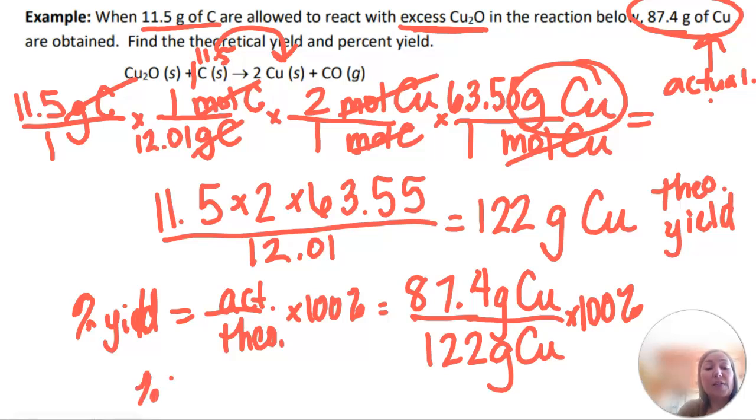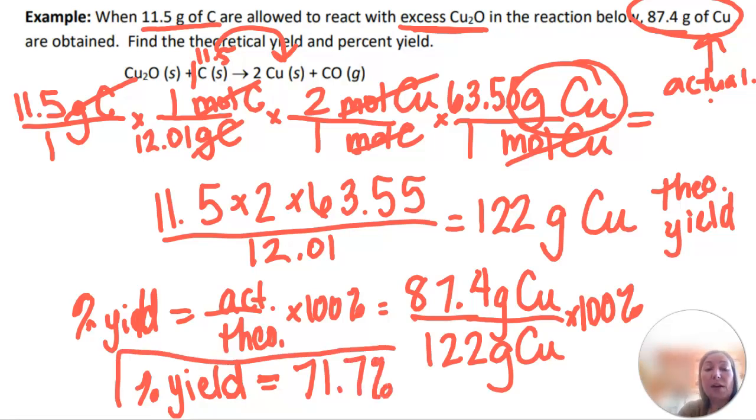So then our final percent yield is, we can put that in our calculator, 87.4 divided by 122 times 100%. We should get a percent yield of 71.7%. So that would be our final percent yield for this equation.